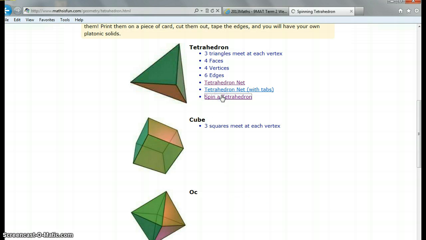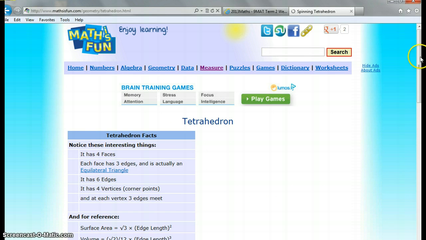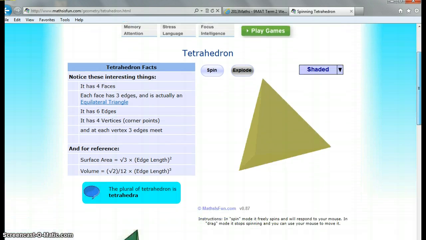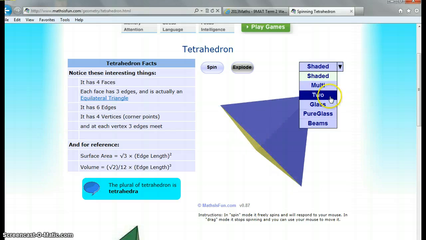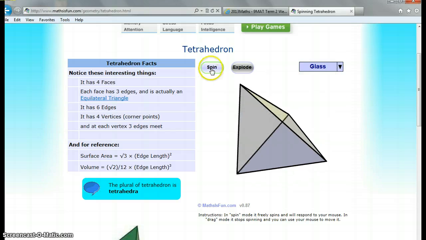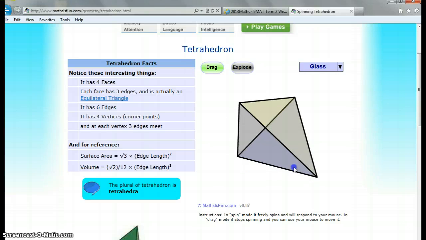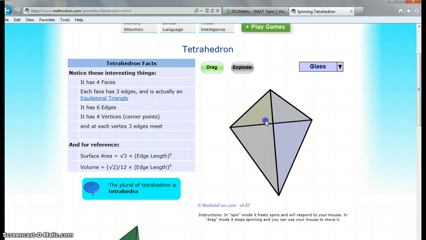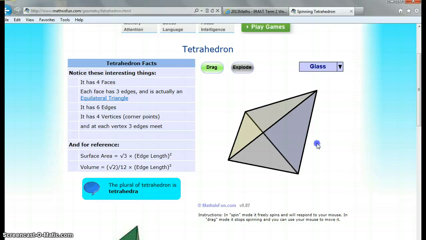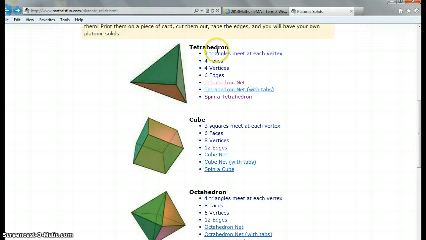We can spin a tetrahedron. So there we go. I'm going to put it as glass. And yeah, so that's a tetrahedron made out of 4 equilateral triangles. That's the first Platonic solid. The next one's a cube.